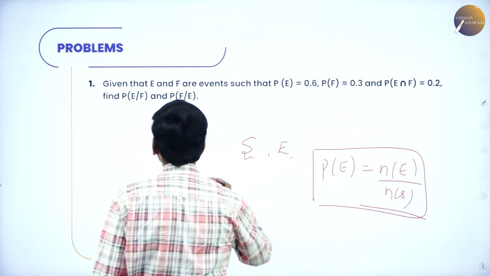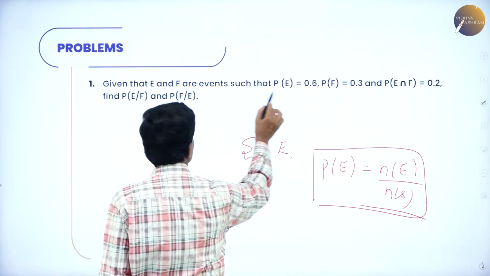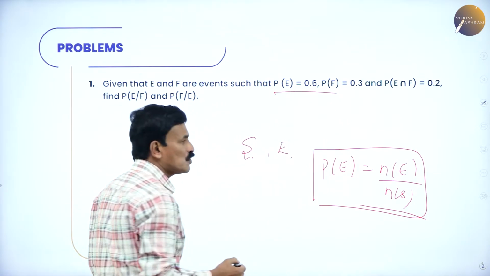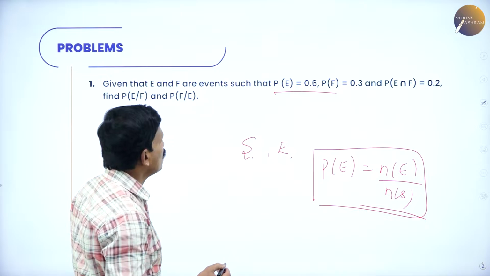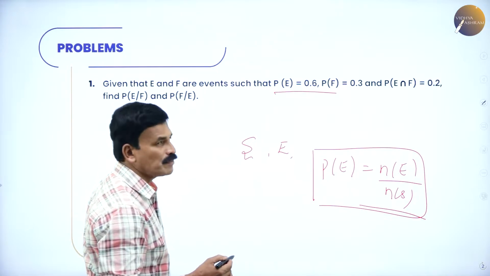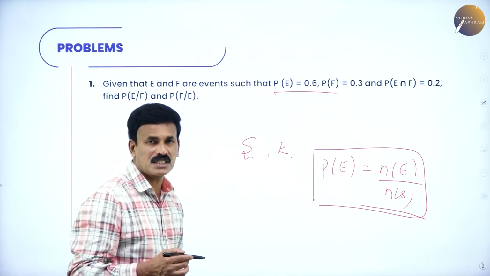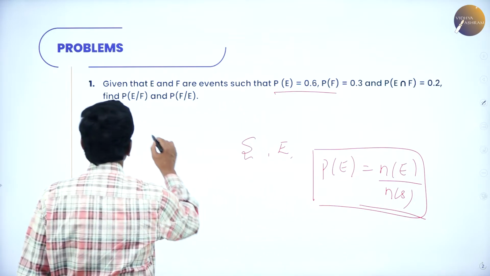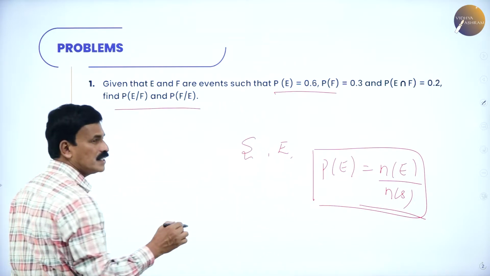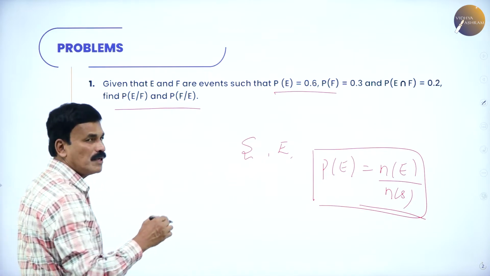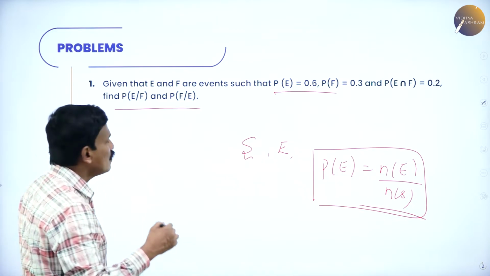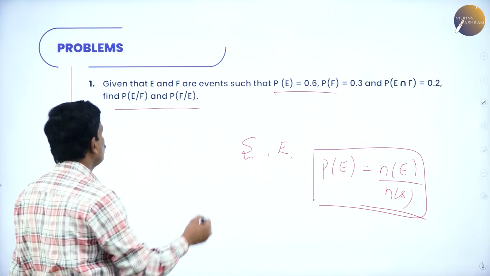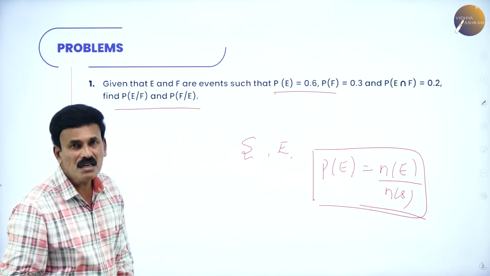What is the problem given? Given that E and F are events such that probability of E is 0.6, probability of F is 0.3, and the probability of E intersection F, that is E and F, is 0.2. Find the probability of E by F and F by E. That is, E by F means probability of E if F has already occurred, and probability of F by E means if E has already occurred.